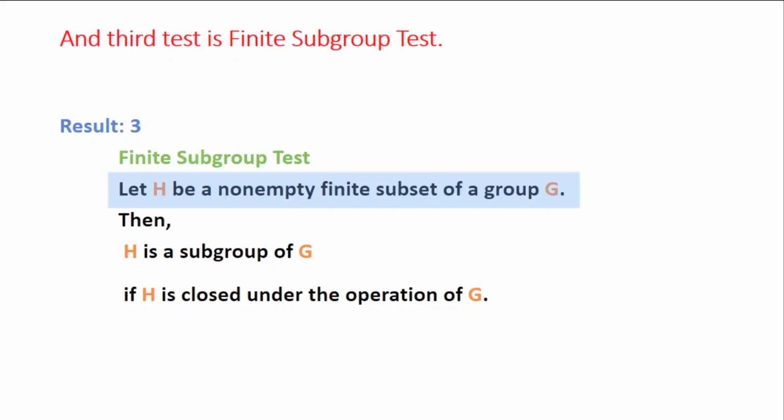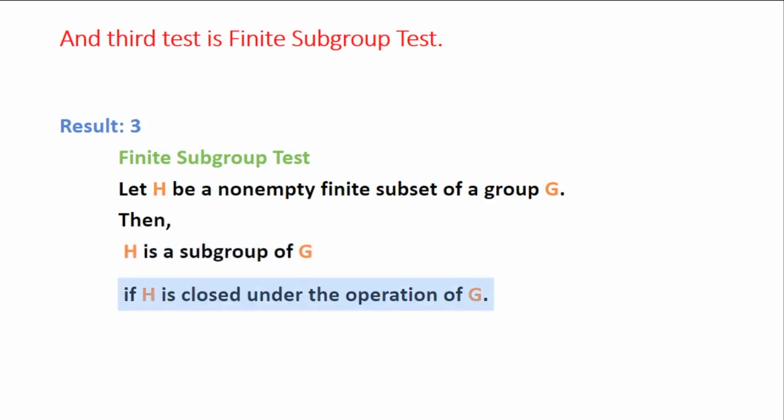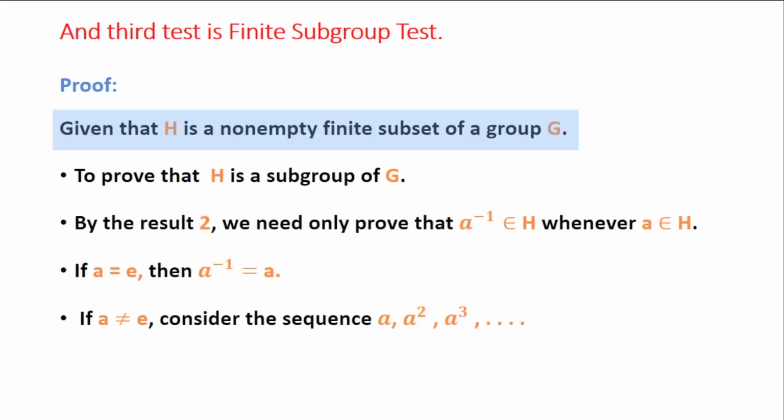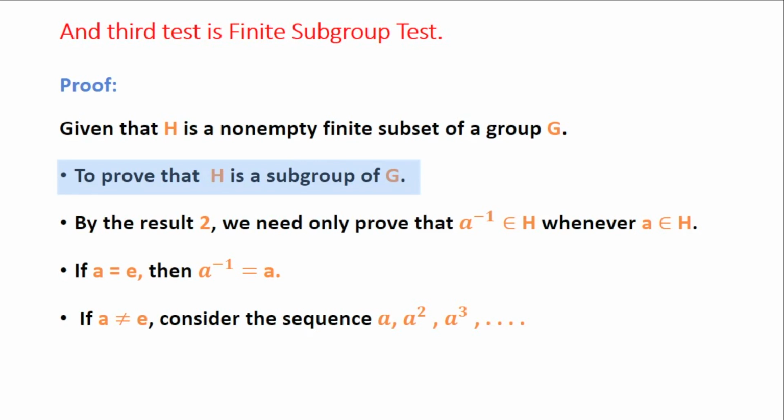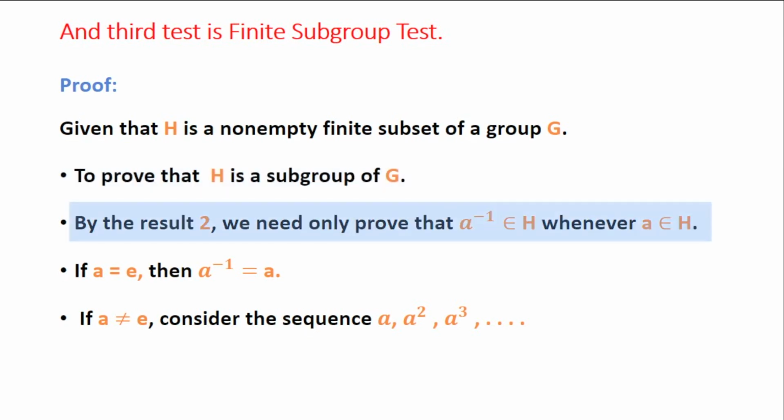The third test is the finite subgroup test. It says that let H be a non-empty finite subset of group G. Then H is a subgroup of G if H is closed under the operation of G. We can prove it as follows. Given that H is a non-empty finite subset of a group G, to prove that H is a subgroup of G, by result 2 we need only prove that a to the power minus 1 is an element of H whenever a is an element of H.